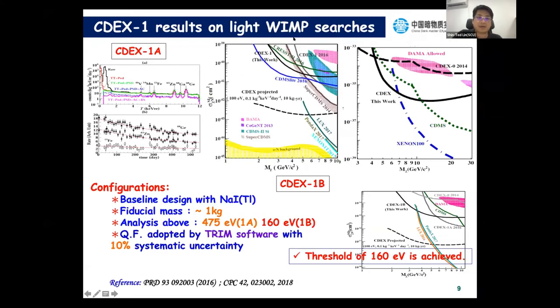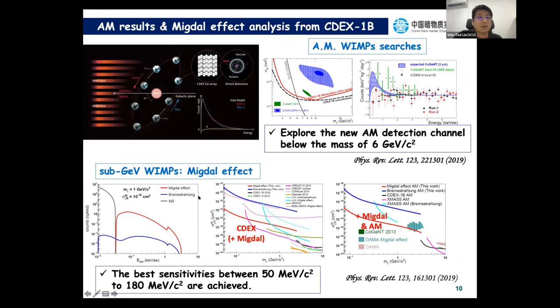And these are the results for CDEX-1, including the two types of germanium detector. First of all, CDEX-1A with the quite flat background. And for the CDEX-1B, which improved the threshold from around 400-something eV down to 160 eV, to allow us to open the new detection channels. And according to the stability of the CDEX-1B, we are allowed to analyze the annual modulation results.